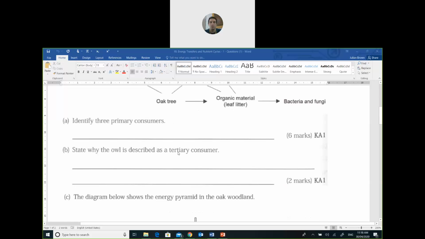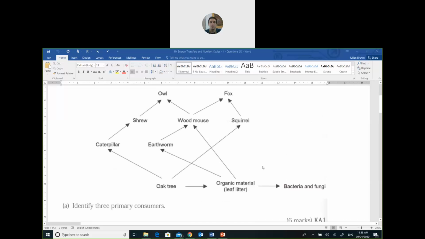State why the owl is described as a tertiary consumer. So tertiary means third, so that would be the third consumer after the primary producers in any energy transfer sequence. If we think about third in line, there are a couple of tertiary consumers here. We know the caterpillar, the earthworm, the wood mouse and the squirrel are primary, so they're the first consumers. The wood mouse is also a secondary consumer because it consumes the earthworm. So the fox in this particular sequence would actually be a tertiary consumer. So earthworm would be primary, wood mouse would be secondary, fox could be a tertiary.